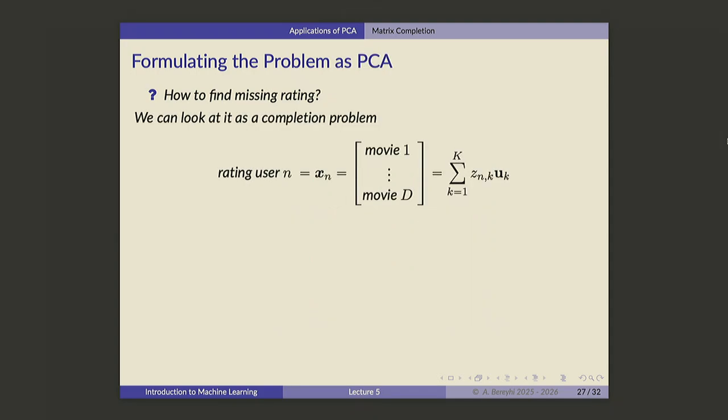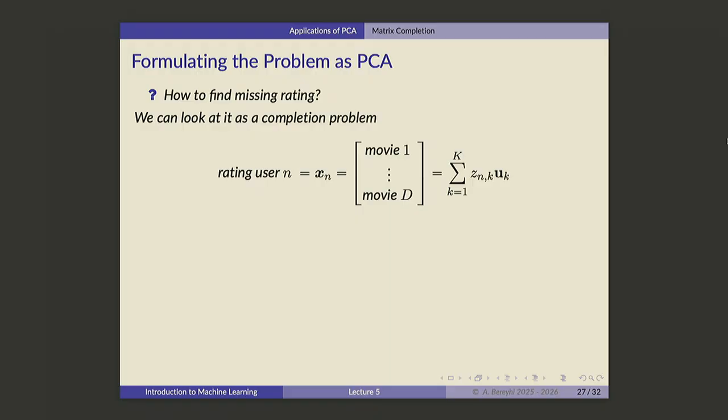For example, you would say, okay, I have this particular guy, user N, and for movies, his scoring is like this, movie 1, movie 2, and so on. So you have movie 1, one score, movie 2, one score, and so on. So this is the way that person is behaving. This is the score vector of that person.